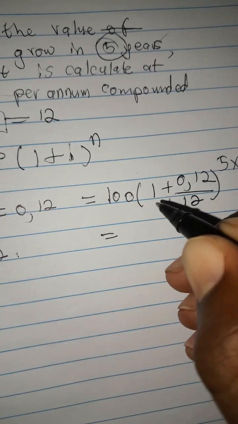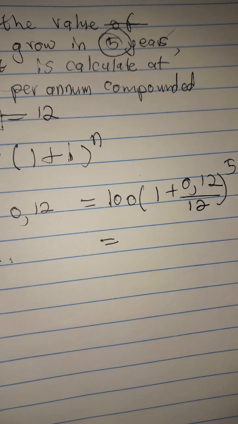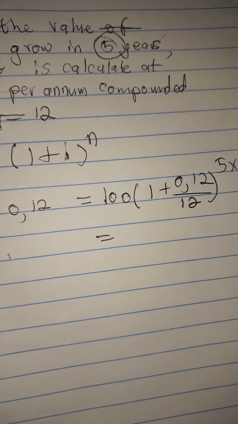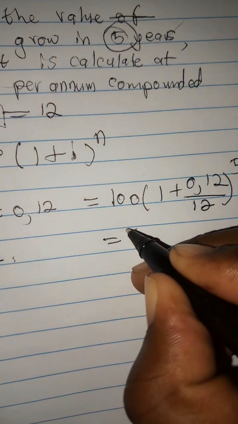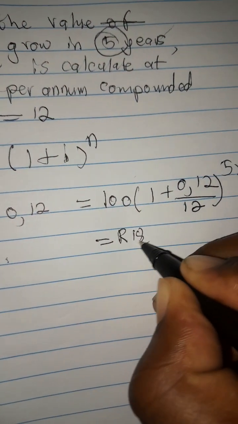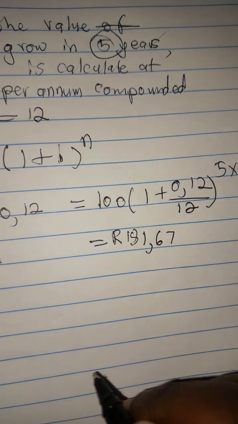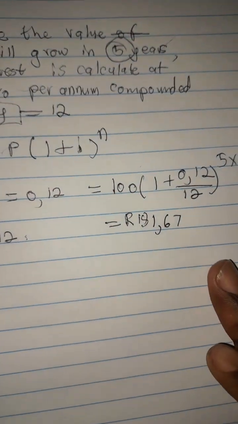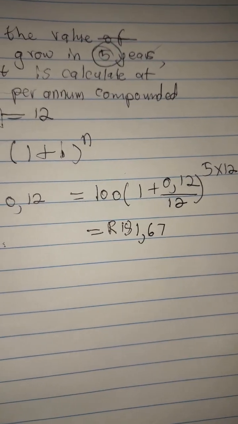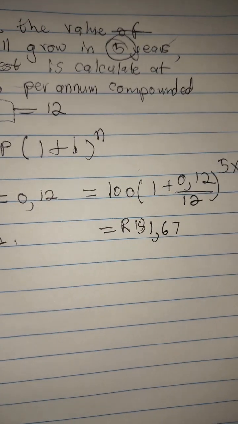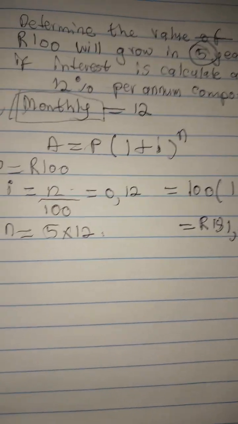Then let's punch your calculator. When you punch your calculator there, what do you get? We are getting 181 blah blah blah. Correct to 2 decimal places, that will be 181 rand 67 cents. So this is how you can apply this formula for the effects of different periods, such as compounded monthly in this case.